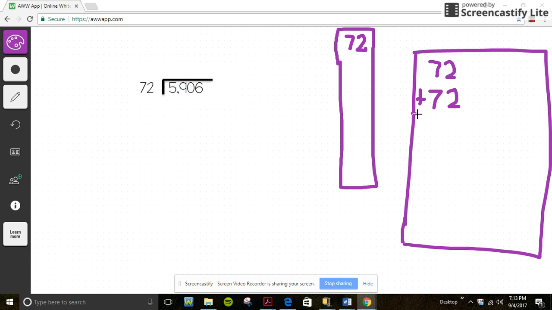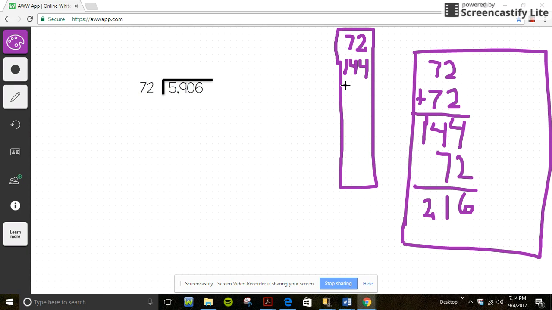Now, these might be ones that you saw last week, these exact numbers, but we're applying the standard algorithm to this. So 2 plus 2 is 4, and 7 plus 7 is 14. So then we have 144. And we're going to continue putting in more. So we'll just continue adding by 72. So 4 plus 2 is 6. And 4 plus 7 is 11. And so then our next one is 216.